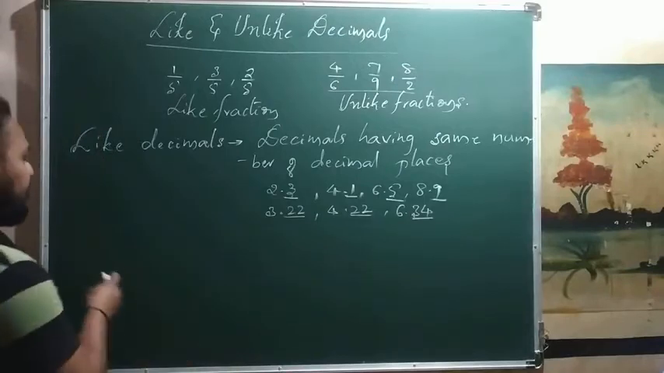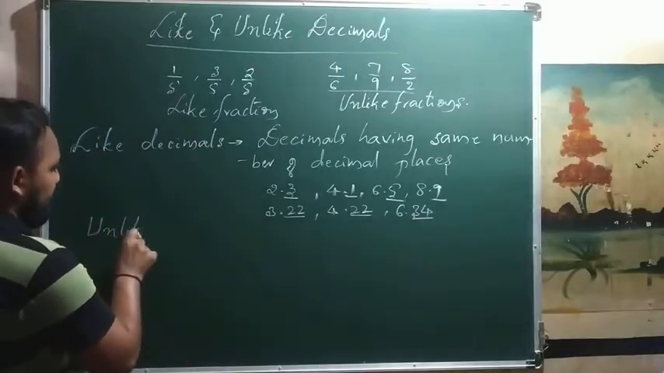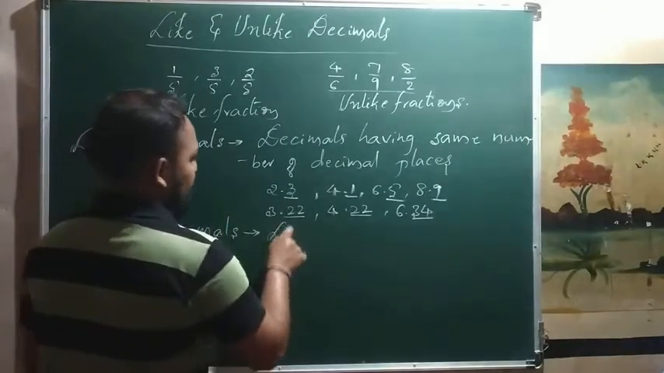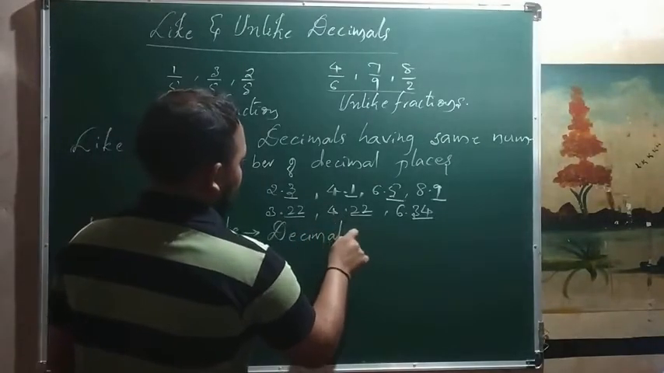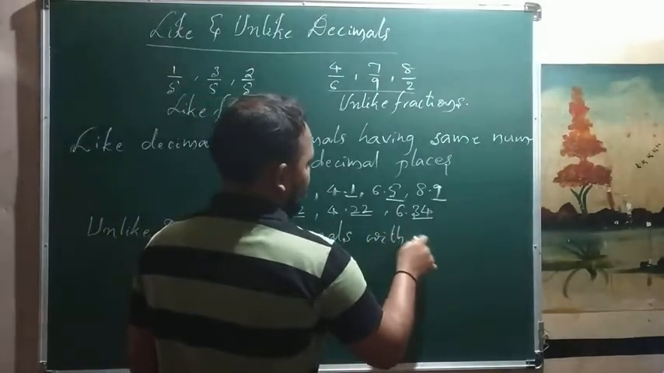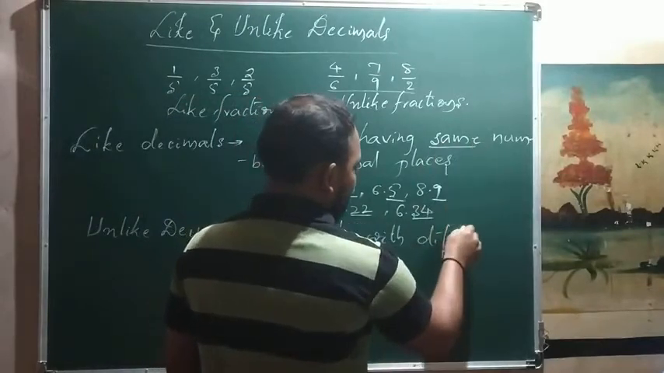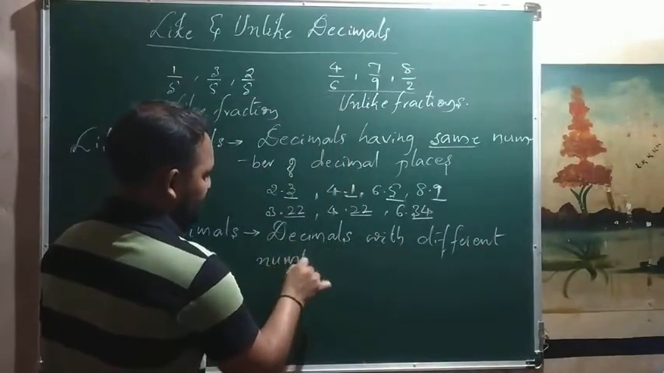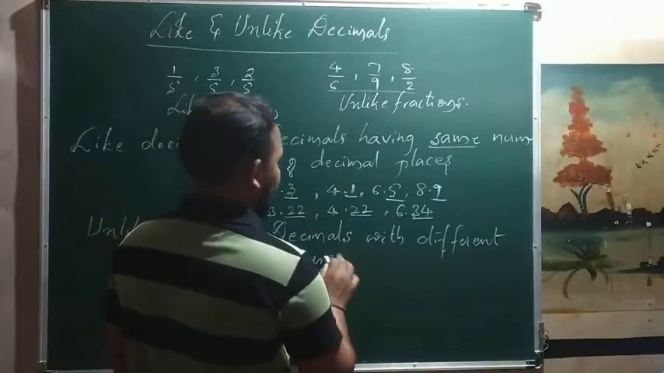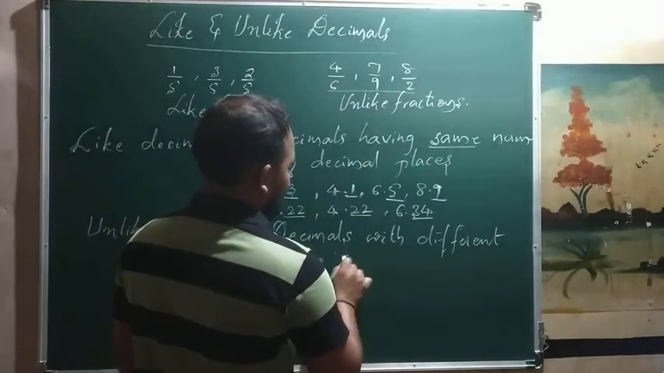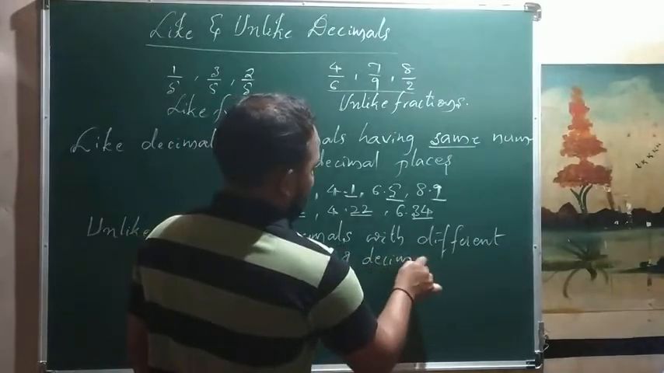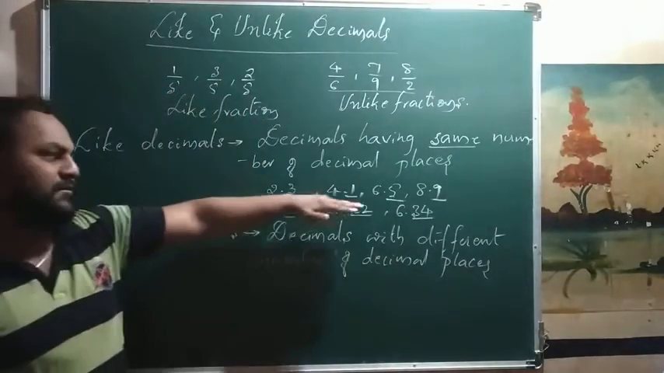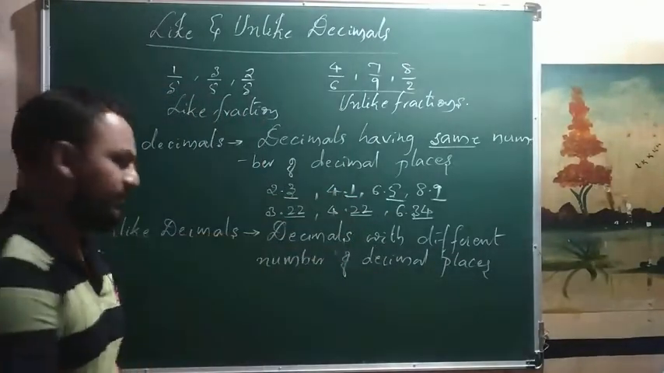Then, unlike decimals. Unlike means decimals with a different number of decimal places. Here is the same number of decimal places, and here is a different number of decimal places.